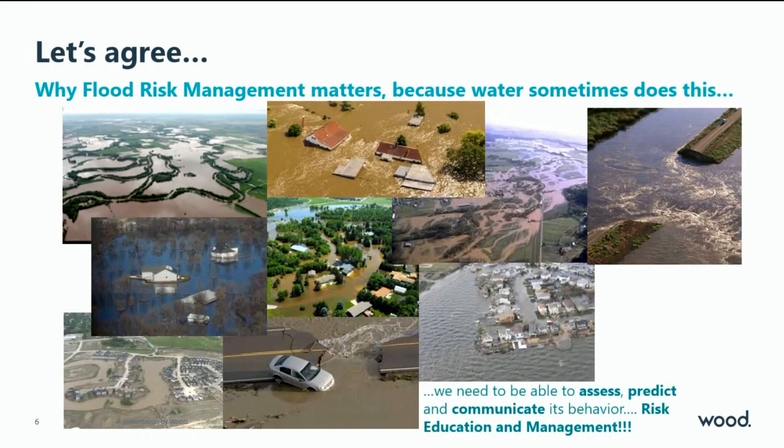So why does flood risk management matter? Because water sometimes does this. Now, each of you may not have had this happen in your house or your home or someone you know or in your community, but you have seen this in some scale or another within your community. We need to be able to assess, predict, and communicate its behavior. Risk education and management are crucial if we're ever going to develop a risk management tool that's used and reduces the loss of life and damages to assets.